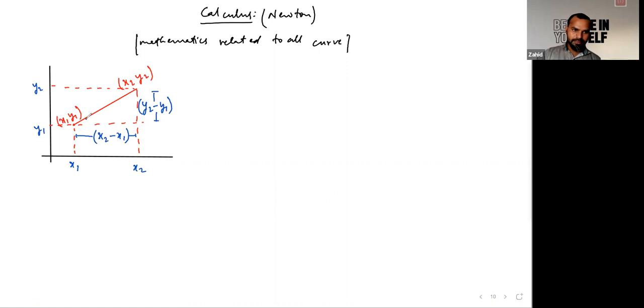Now, let's say this will be your theta. In this triangle, we have perpendicular as y2 minus y1 and base as x2 minus x1, depending upon this theta. So you can say tan theta is equal to perpendicular by base. So it will be y2 minus y1 by x2 minus x1, the slope of this particular line with respect to the x-axis. So we may define it as m. Is it clear?